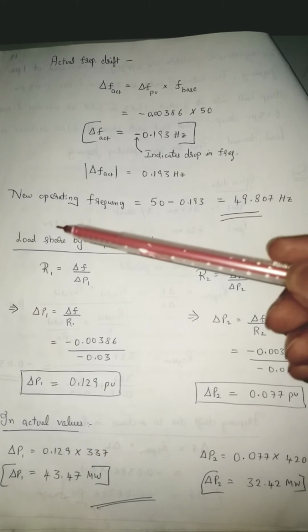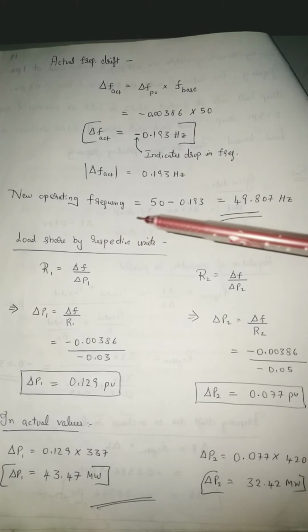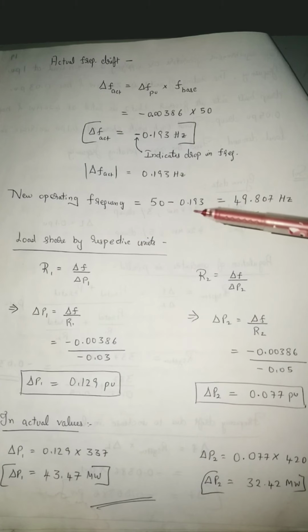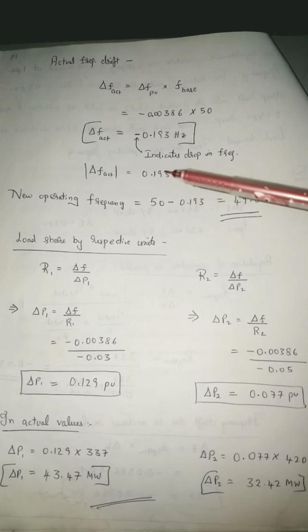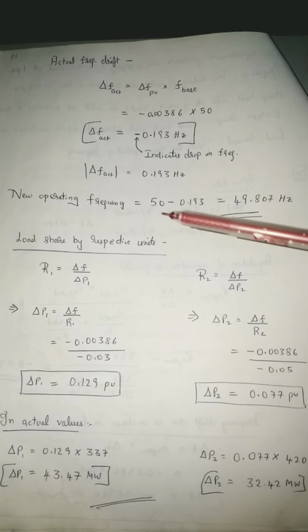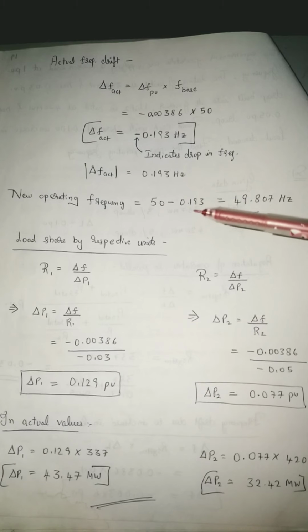So new operating frequency will be equal to 50 minus 0.193, which is 49.807. We have understood that the frequency has reduced by 0.193. So obviously new operating frequency will be 50 minus 0.193, which is equal to 49.807 Hertz.